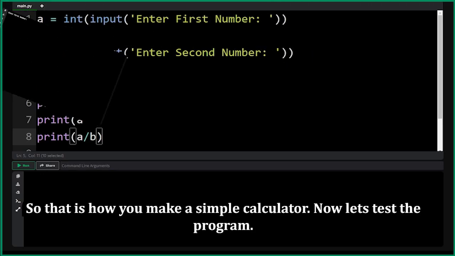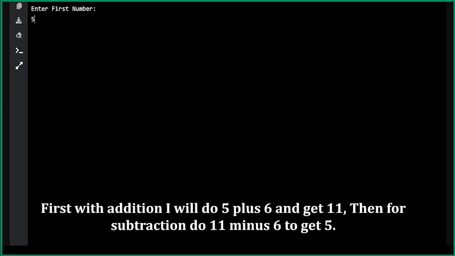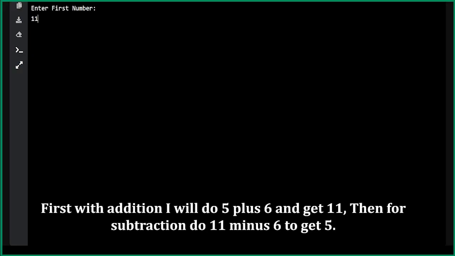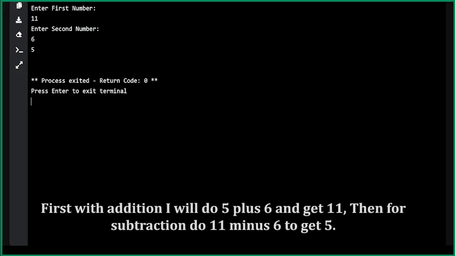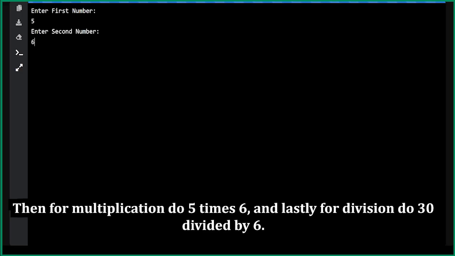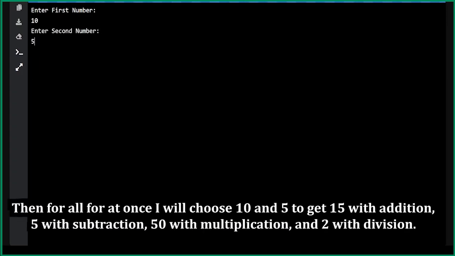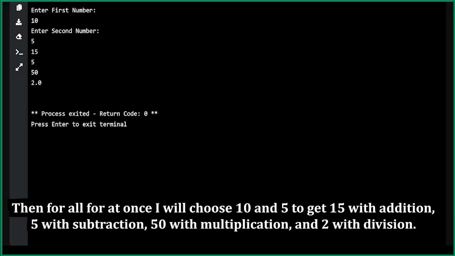Now let's test the program. First, with addition I will do 5 plus 6 and get 11, then for subtraction do 11 minus 6 to get 5, then for multiplication do 5 times 6, and lastly for division do 30 divided by 6. Then for all four at once I will choose 10 and 5 to get 15 with addition, 5 with subtraction, 50 with multiplication, and 2 with division.